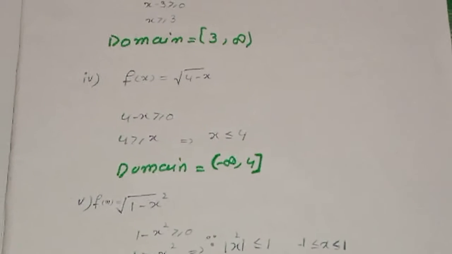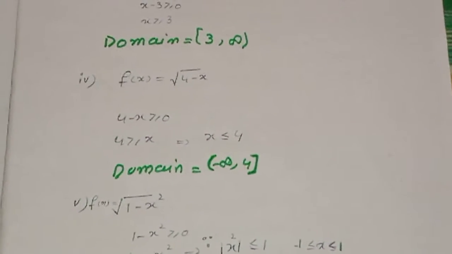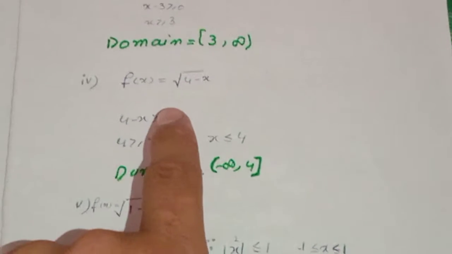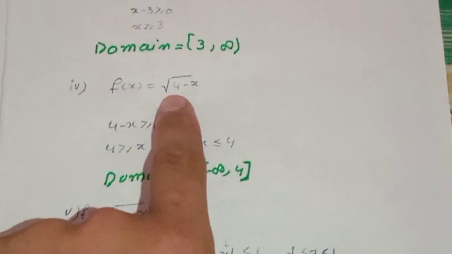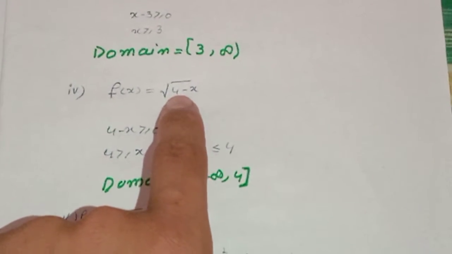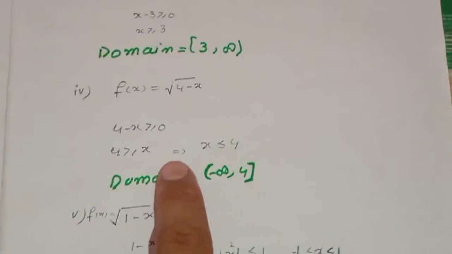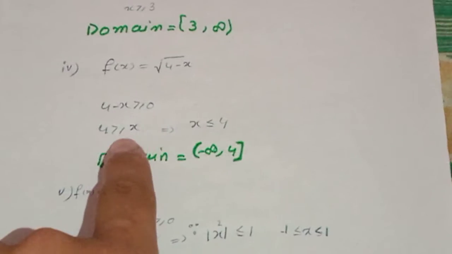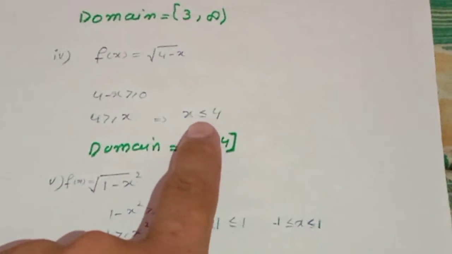Number 4 is if f(x) equal to the square root of 4 minus x. It is also a square root function, so there should be no negative value in the square root. So 4 minus x will always be greater than or equal to 0. So 4 minus x is greater than or equal to 0. If you solve it, x will be less than or equal to 4.